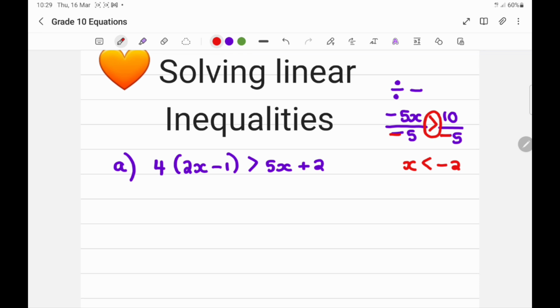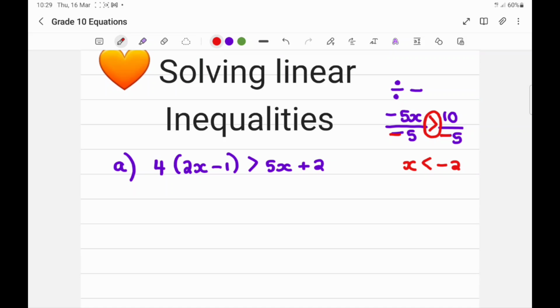And also, if your inequality is wedged between two inequality signs, you're going to do exactly the same. Both of them are going to swap directions at once. But we'll do examples as we get there.